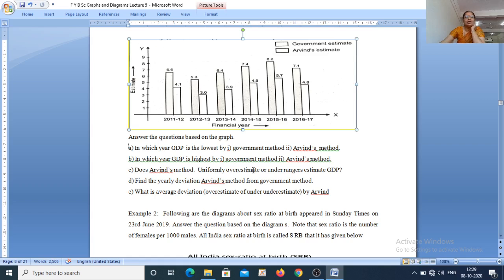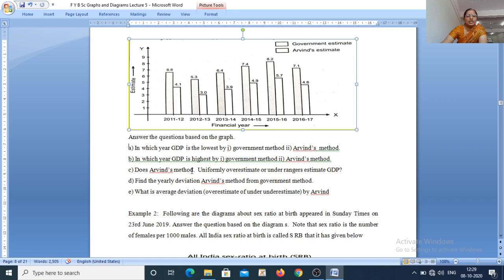In the year, can you see here the data is given 6.6, 5.3, 6.4, 7.4, 8.2 and 7.4. So in the year 2012-13 the GDP is lowest by the government's estimate, and according to Arvind's estimate, in the year 2013 GDP is lowest. So by both methods, by government estimate and by Arvind's method, in the year 2012-13 GDP is lowest. This can be seen from this graph.